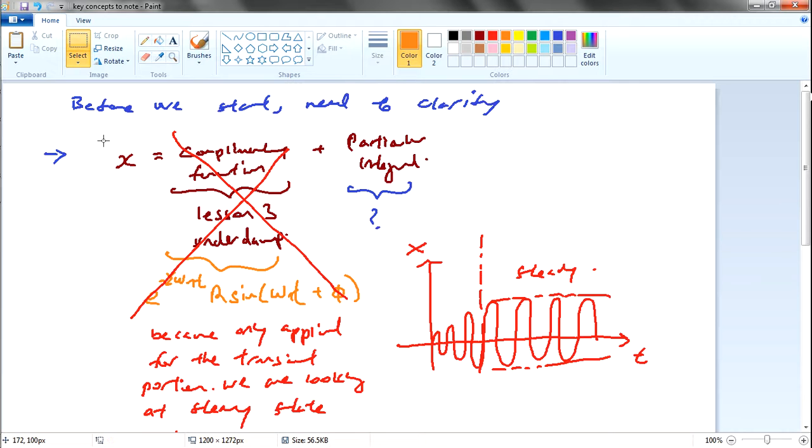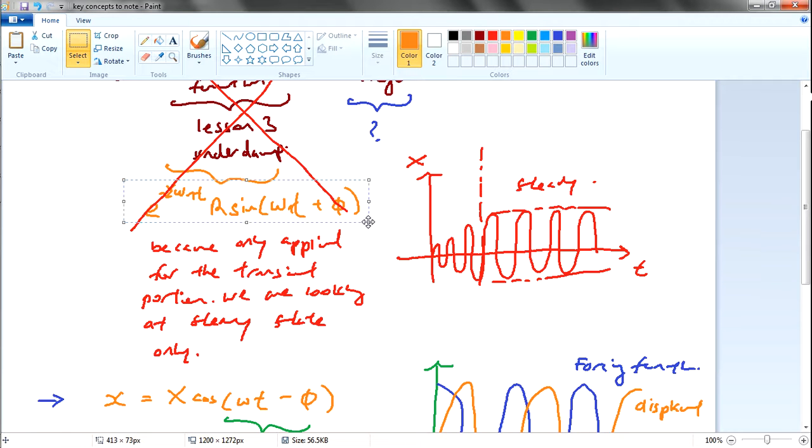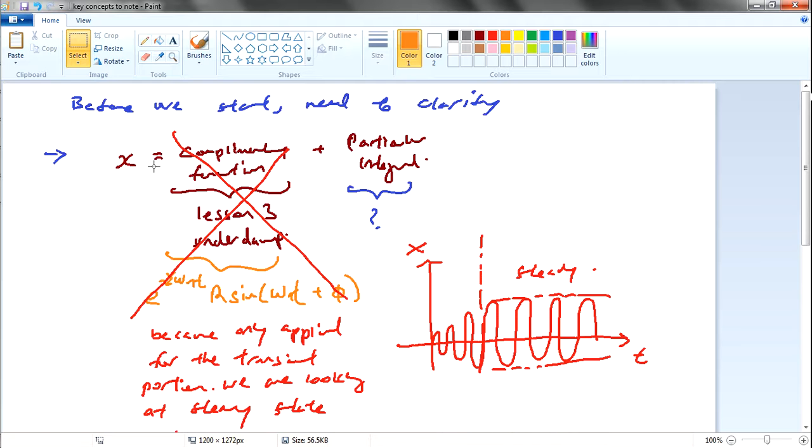Previously we were talking about solving x equals the complementary function plus the particular integral, right? And then we say that it is underdamped. So the whole understanding over here is correct. Because we are talking about this portion over here, there will be a certain oscillation, and therefore definitely there will be a certain underdamped system. So therefore we can actually use this.